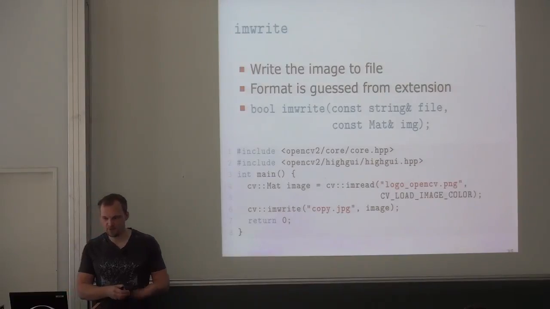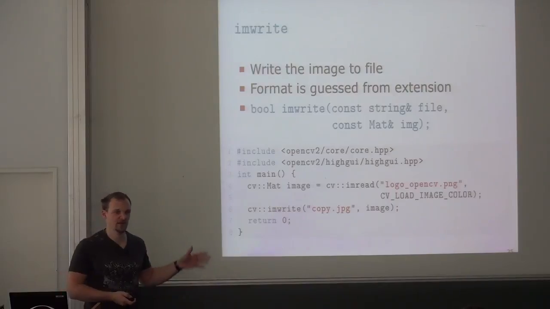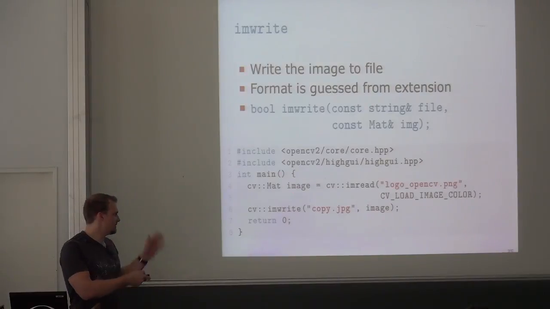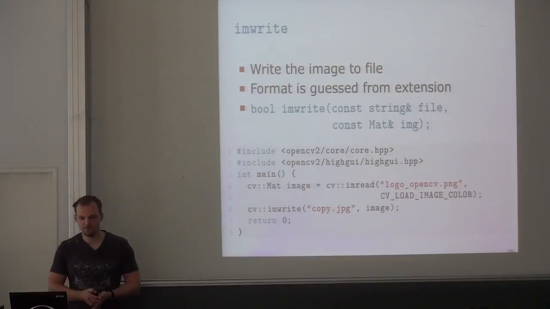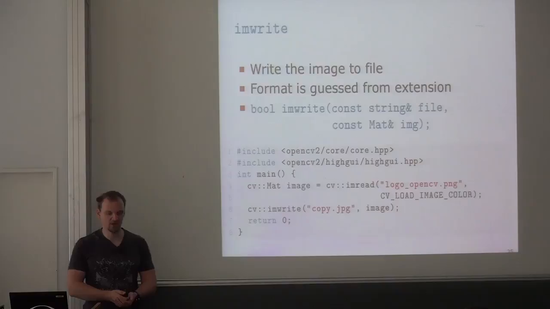Right, so what you can do is, let's say I read this image as a color image, and then I just write a copy of it as JPEG. That's a very simple program. It doesn't do much more than that. I just read an image, and then I write the same image out. That's basically it. That's how you use imwrite. So it's a very simple function.